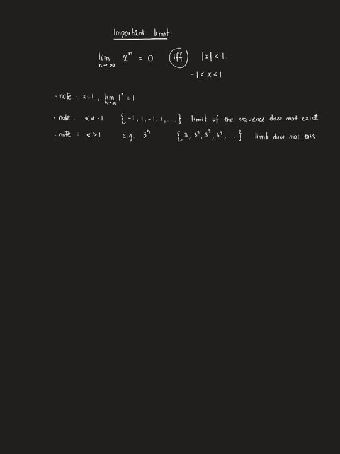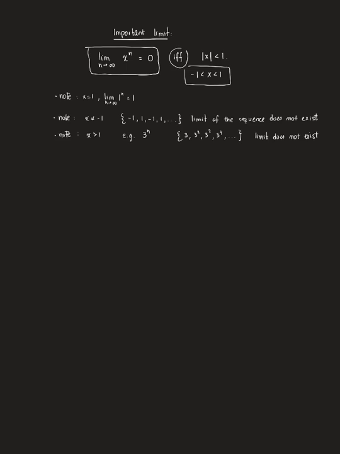So the limit as n approaches infinity of x to the n is 0 only when x is between -1 and 1, not including those endpoints. And that's going to be really important later on when we talk about geometric series on Monday.